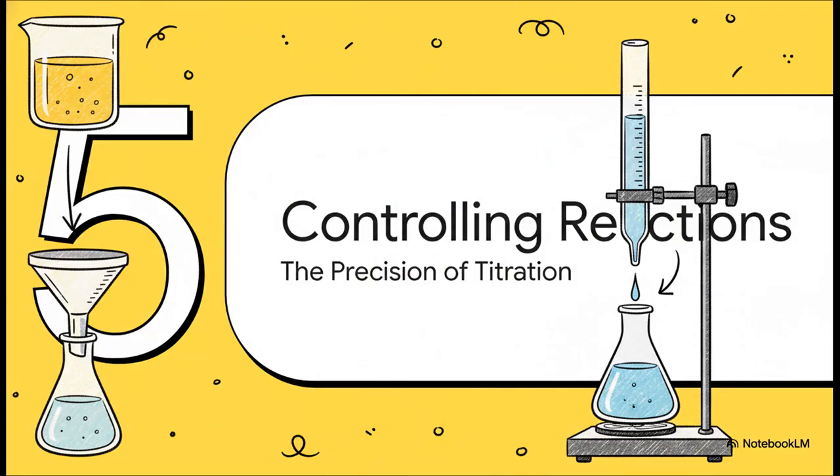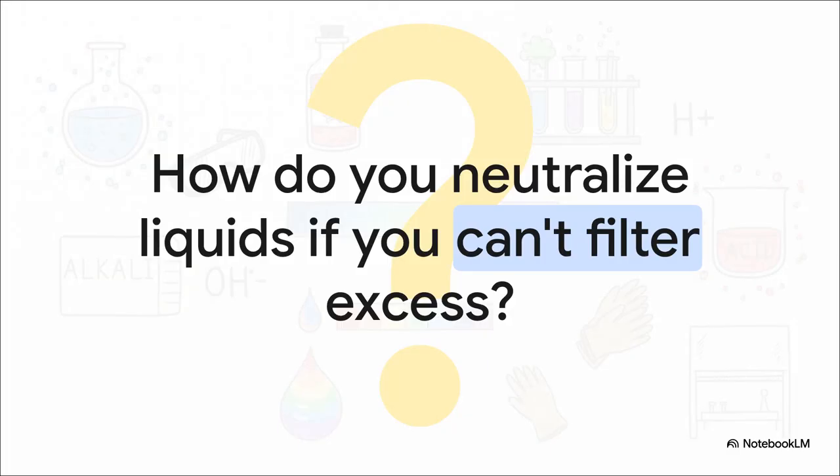But hang on, that filtering method only works when your base is a solid, right? What if your base is an alkali that dissolves completely in water? You can't filter out something you can't see. For this challenge, chemists need a technique that's all about absolute precision. This is the exact puzzle. How do you add just the right amount of one liquid to another to get a perfectly neutral solution with nothing left over? It's a tricky problem, but luckily it has a very, very clever solution.